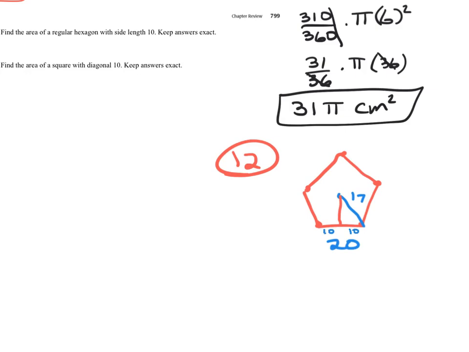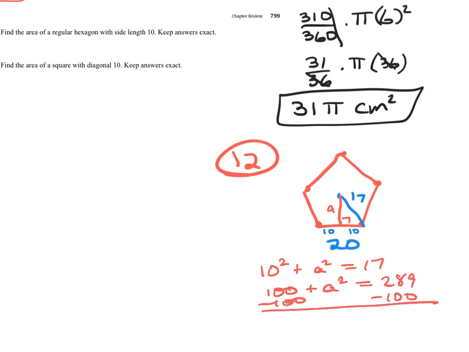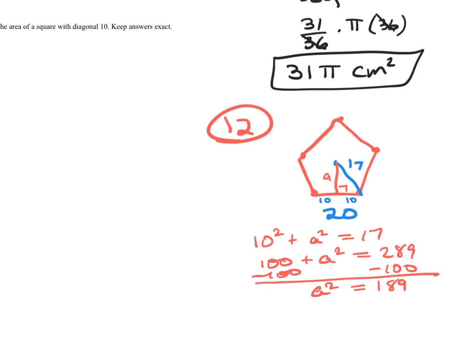To find the length of the apothem, I could do the Pythagorean theorem. So I'm going to do 10 squared plus apothem squared equals 17 squared. 100 plus apothem squared equals 289. Subtract 100 from both sides. A squared equals 189. I'll square root that, and A is equal to 13.7.